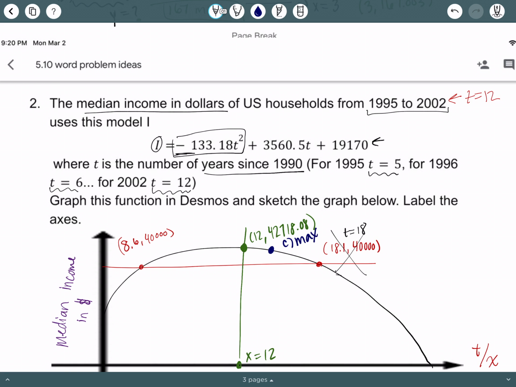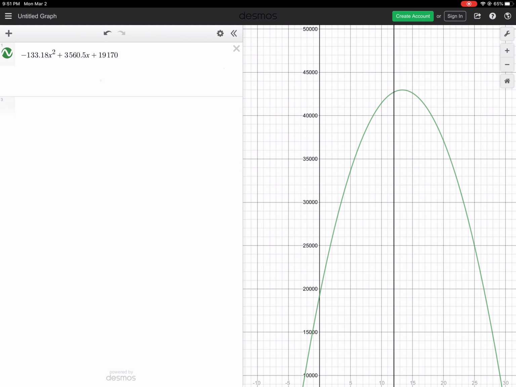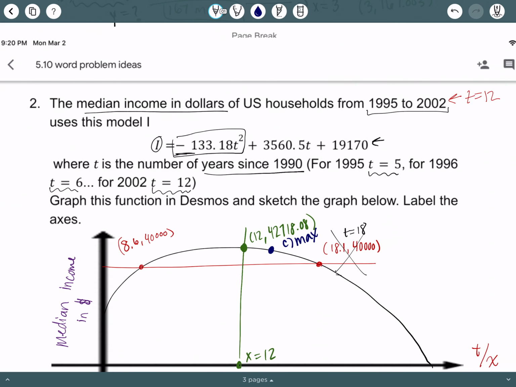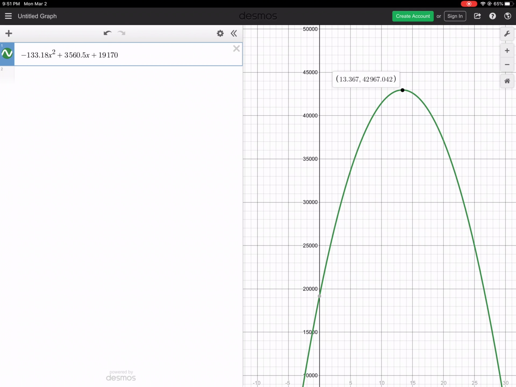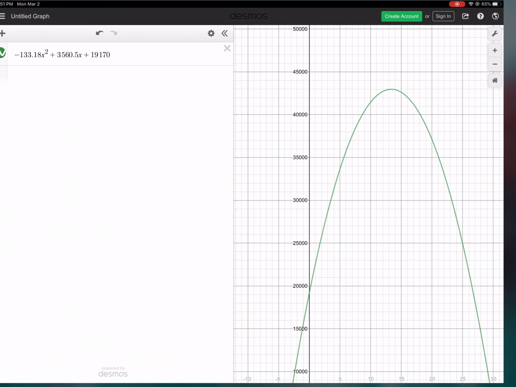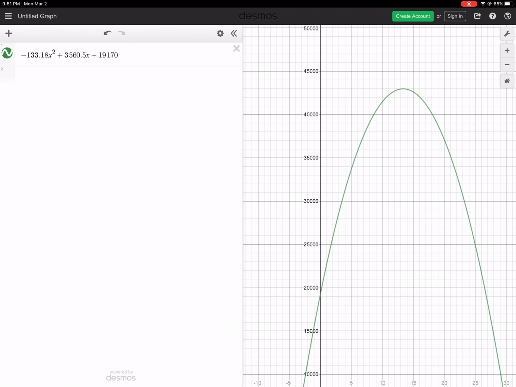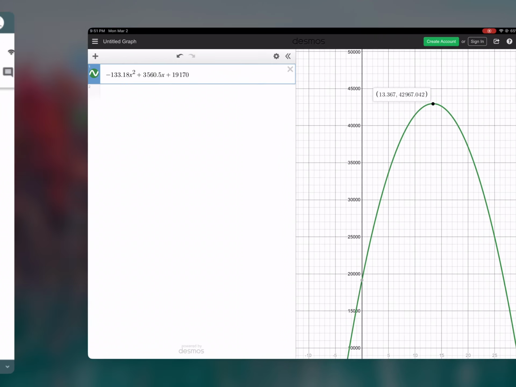The max point. And if I get rid of that x value, I can see that my vertex is 13.367, comma, 42,967.042.